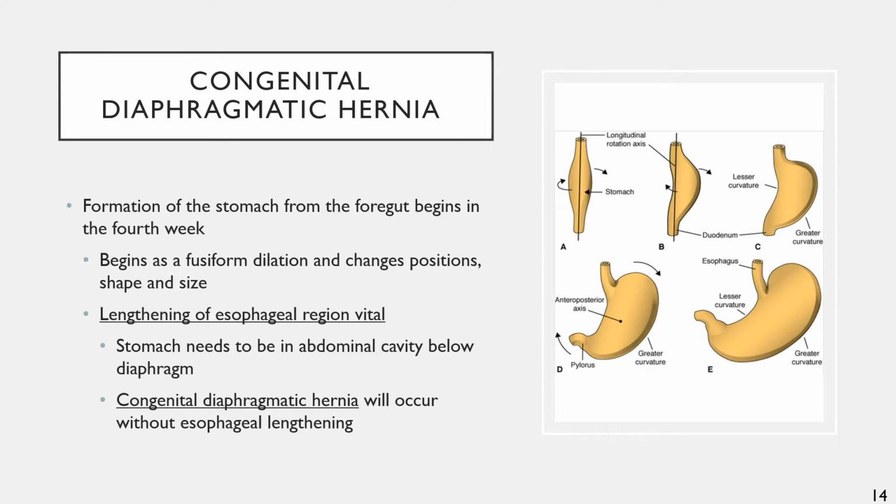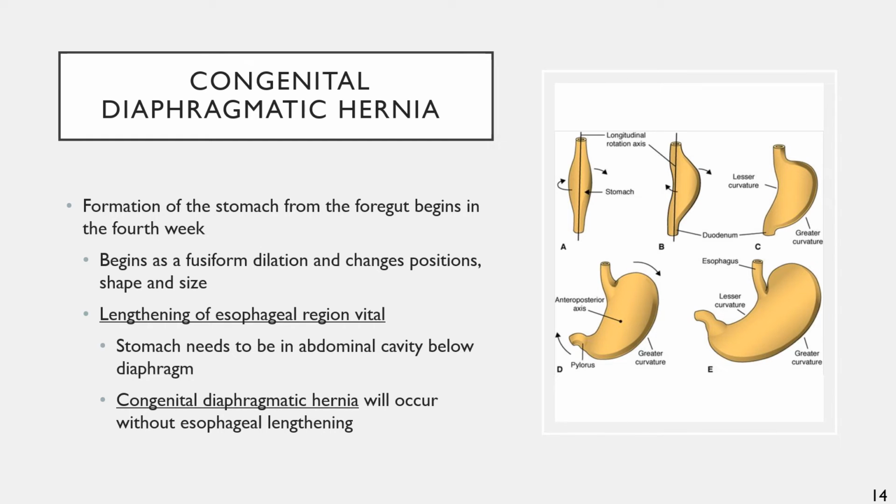All right, moving on to congenital diaphragmatic hernia, which we first need to briefly discuss the formation of the stomach and esophagus in order to understand this abnormality. So during the 4th week, the stomach develops from the foregut, beginning as a fusiform dilation, and then it changes positions, sizes, and shapes. The stomach rotates 90 degrees clockwise around its longitudinal axis, which we can see here in this image. So its left side faces anteriorly and its right side faces posteriorly.